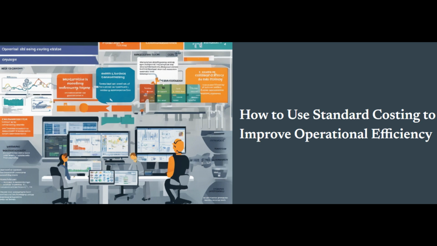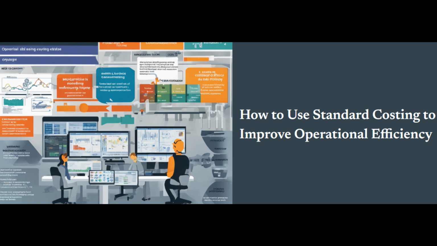Imagine a construction company that provides both residential and commercial building services. By analyzing the standard costs for each type of project, the company may discover that its commercial work is more profitable due to economies of scale and efficient material utilization. Armed with this insight, the company can then strategically allocate more resources, such as skilled labor and specialized equipment, to its commercial division while exploring ways to improve the efficiency of its residential projects.